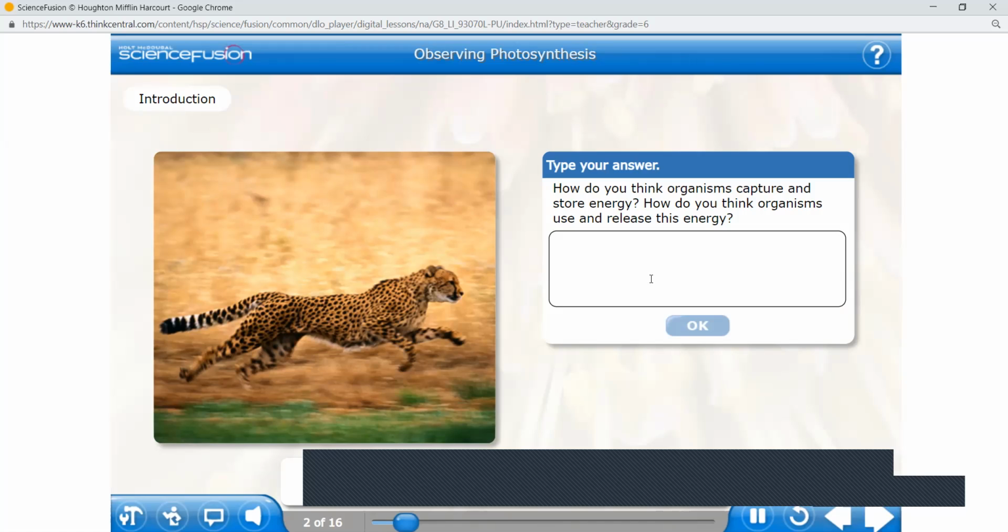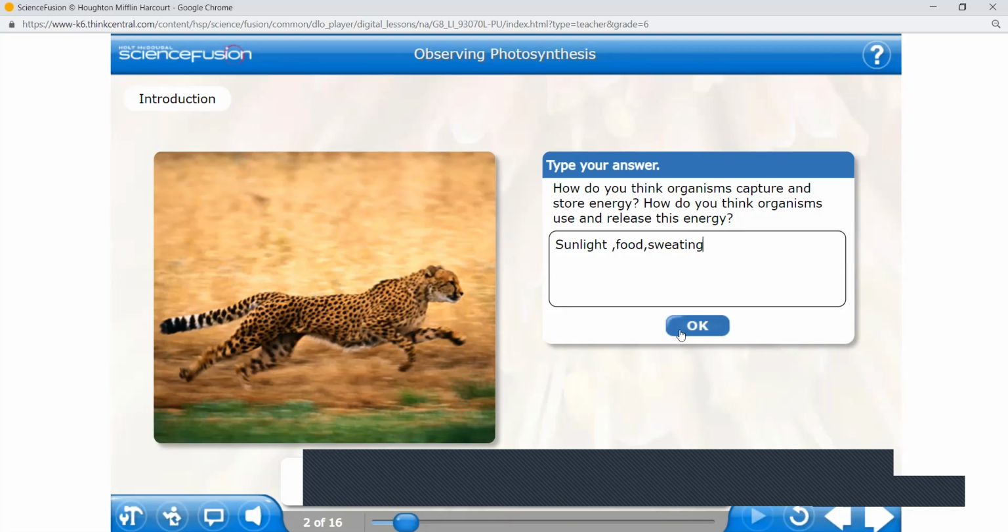How do you think organisms capture and store energy? How do they release it? Type your answer in the box, then click OK. Here, organisms get energy through sunlight. And you can say food, right? Yeah, but Miss, it captured the chlorophyll. They're talking about a cheetah here, an organism. And how do they store energy? By food. They release energy maybe by sweating.